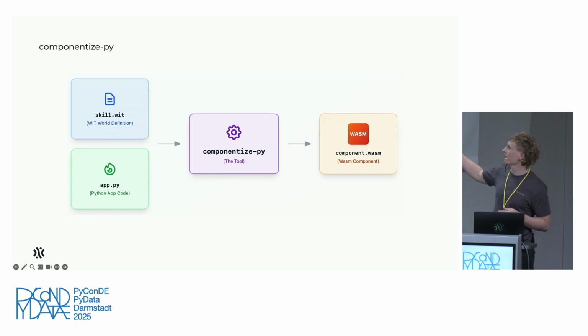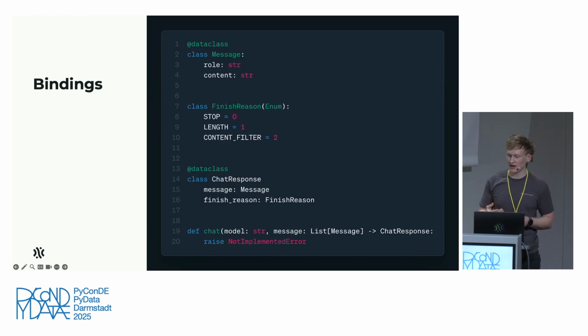But what's in app.py? What interface do you write your Python code against? You can also use Componentize-Py to create bindings for a particular WIT world, and then you can write your code against these bindings. So for the inference interface, which we just had a look at, this would be the auto-generated bindings.